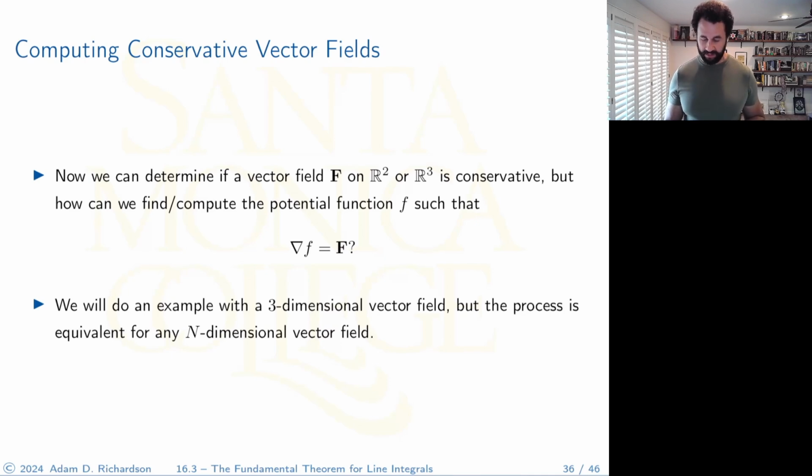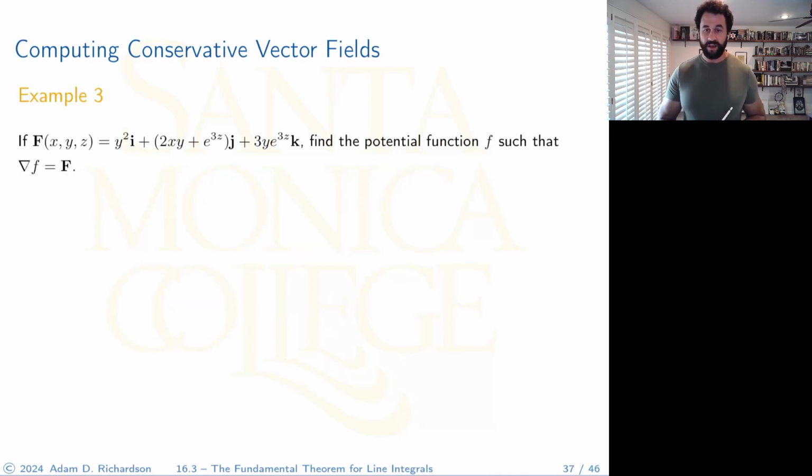We're going to do an example in 3 dimensions, but the process is equivalent for n-dimensional vector fields. It is definitely a process that is automatable, so it's a good thing to just make sense of how the process works, and then recognize that once you get up to like dimension 4 or 5, it just becomes a bunch of doing the same thing over and over again. All right, here we go. Let's say we have this vector field.